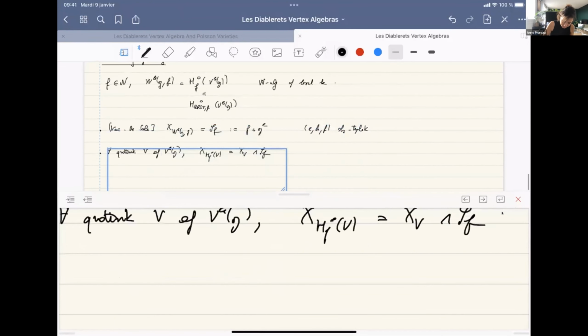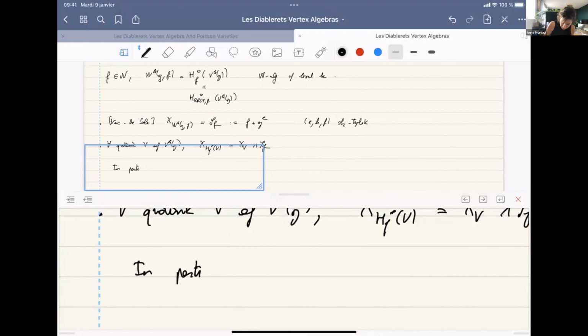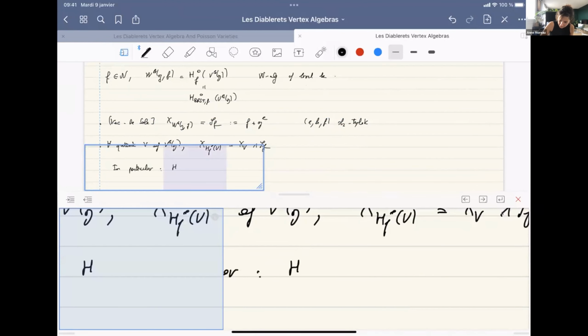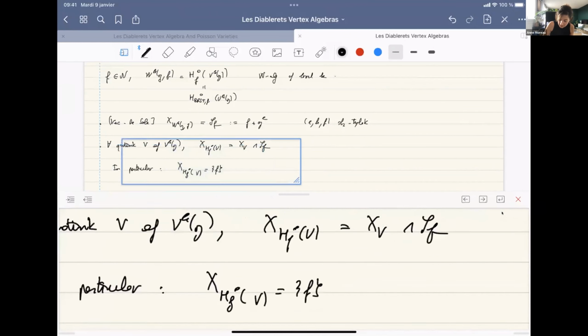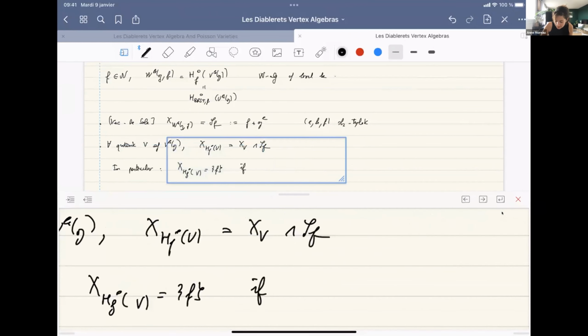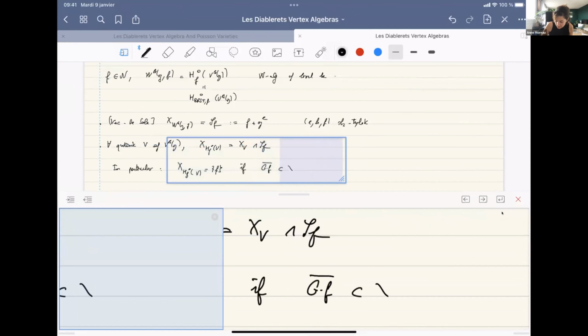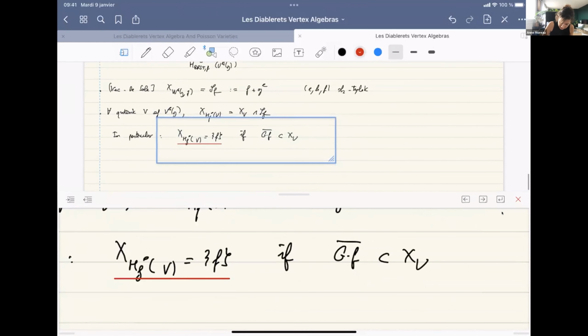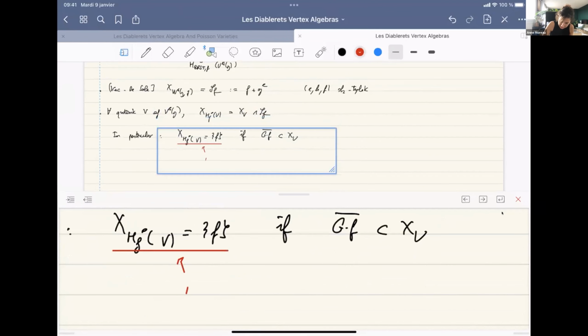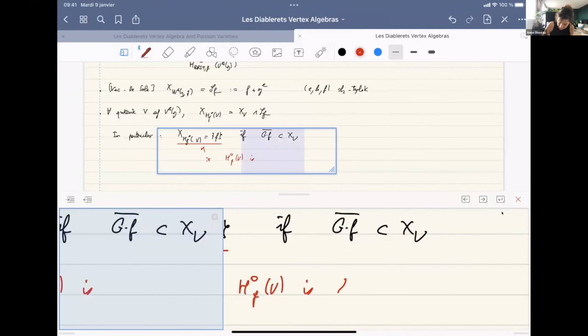And in particular, you see that this variety is just a point. So in particular, it's just F, if the orbit of F is contained in the associated variety of V. So this condition is referred to as Lisse condition. This means that this vertex algebra is Lisse.